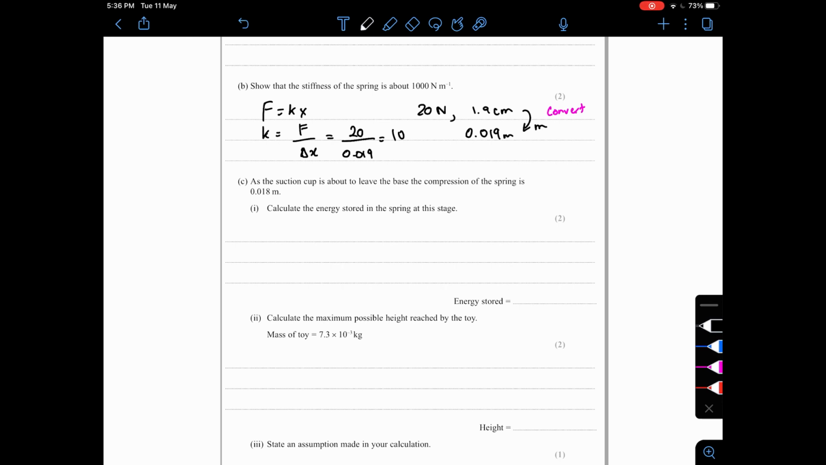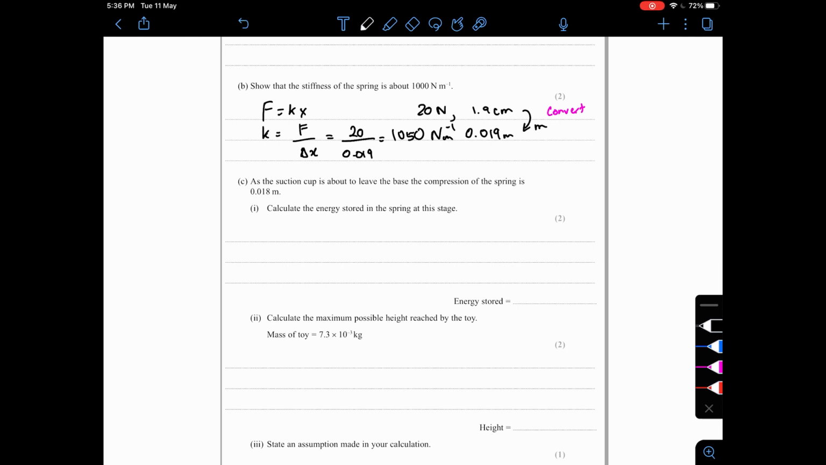Let me check. 0.019, 1052 Newton per meter. So 1050, we can say this is enough. It rounds down to 1000 Newton per meter, the stiffness.